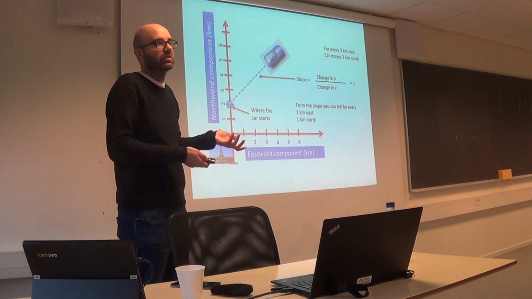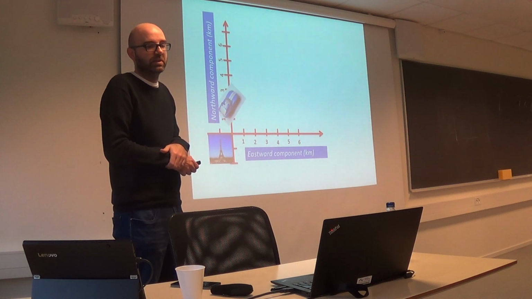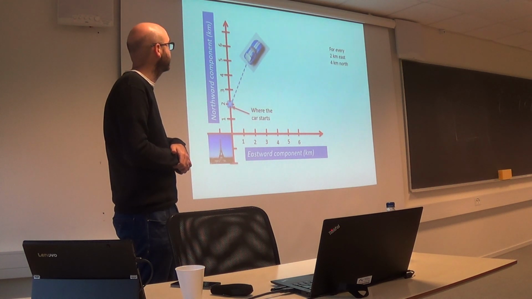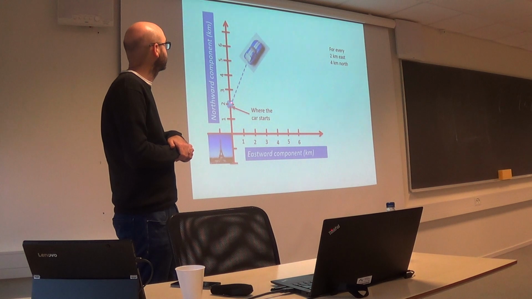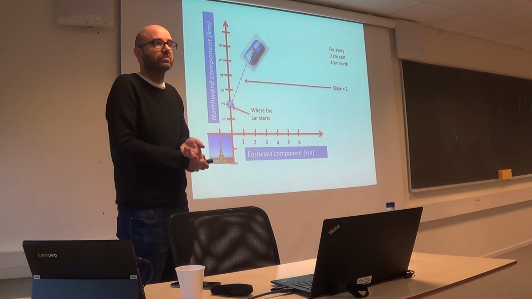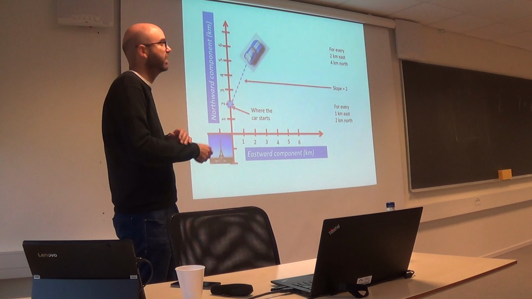And all we're doing when we're doing linear modelling is just doing the same sort of thing. So let's calculate another slope. Car starts again 2 kilometres north. Now we can see that for every 2 kilometres east the car goes, it goes 4 kilometres north. Our slope is now 2. Why is that? Because for every 1 kilometre east the car goes 2 kilometres north.